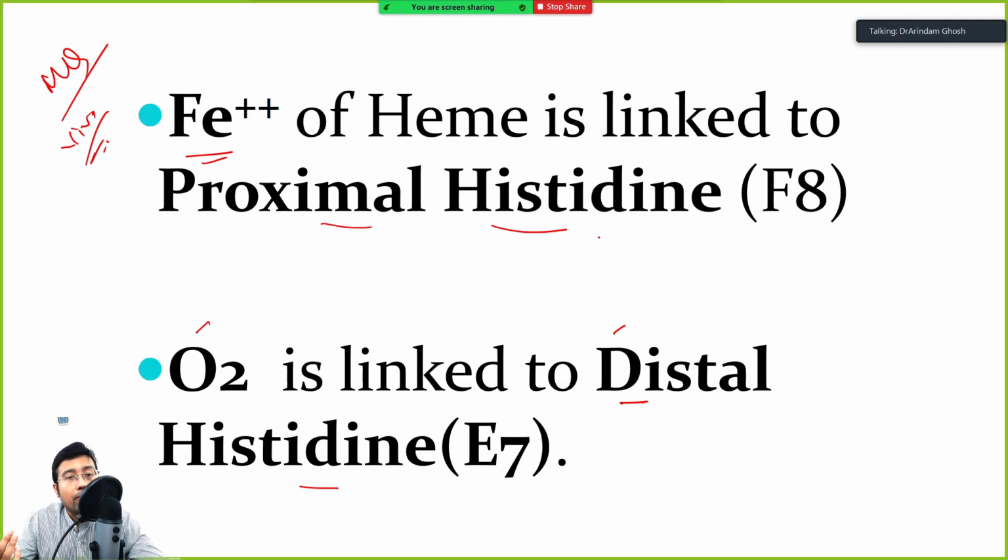If you can remember the proximal histidine and distal histidine names, that is F8 and E7, it is much easier, because Fe is related to F8. So FF. Anyway, proximal histidine is F8, related to iron.